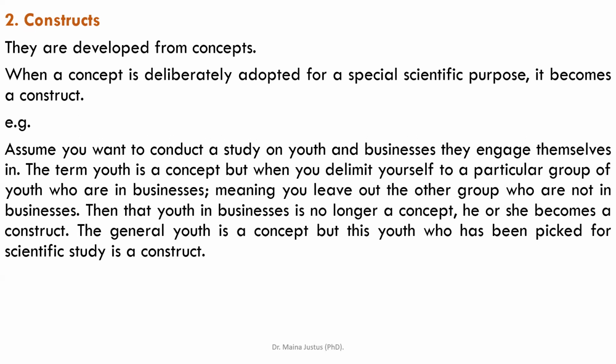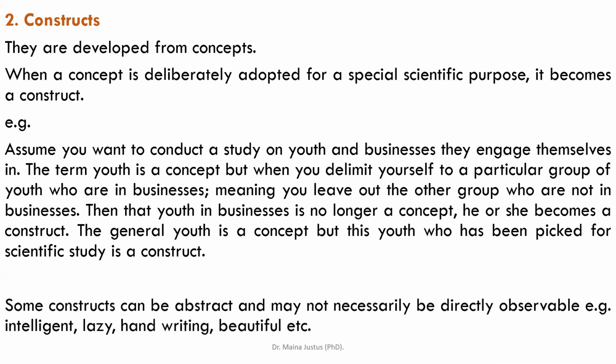And that is why we said that once a concept is clearly defined for research, it becomes a construct. But we have some constructs that are so abstract, and these constructs are not directly observable. For example, once you talk about intelligence, when you are walking, we might not know if you're intelligent or not. Laziness, beauty, attitude, handwriting quality, or such.